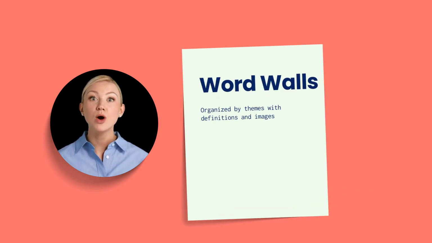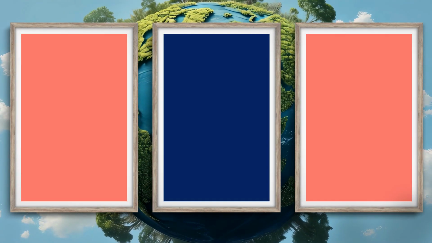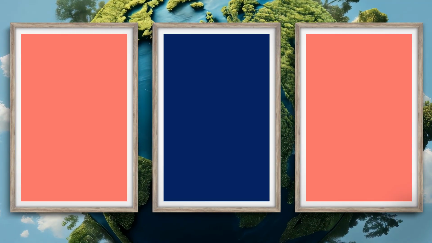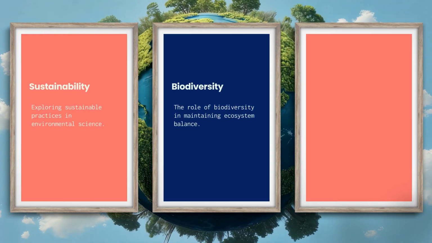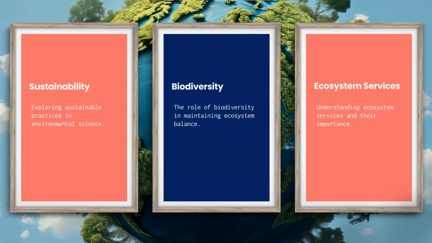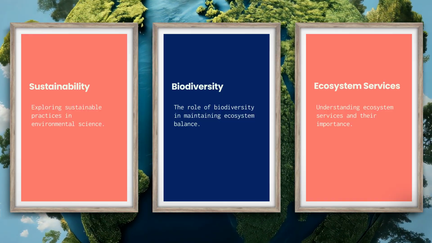Thematic and subject-specific word walls. Create word walls organized by academic themes and subjects, including definitions, images, and example sentences. For example, a word wall for a unit on environmental science with terms like sustainability, biodiversity, ecosystem services, and renewable resources.